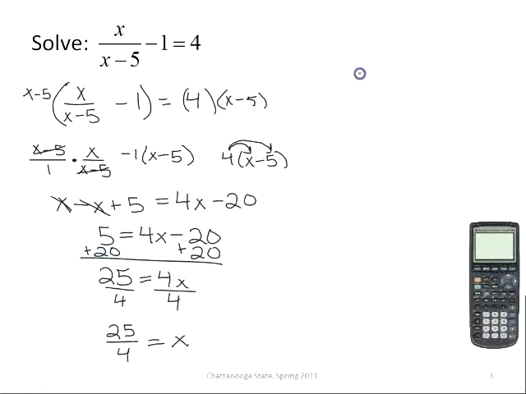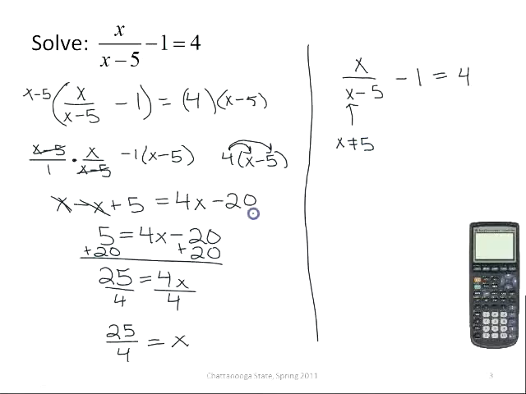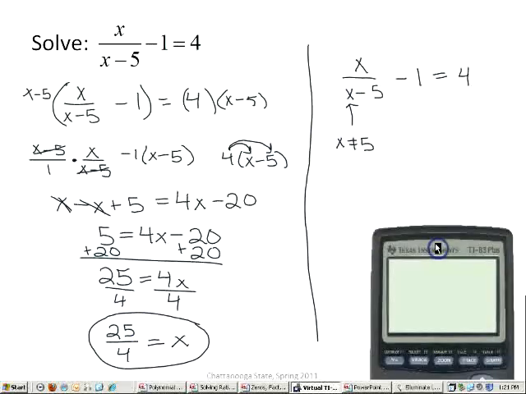Now, I have to check that solution to make sure that it won't make any of the denominators 0. Let's think of it this way. The only number that would make the denominator 0 would be a positive 5. So as long as I get an answer here that is not positive 5, it is okay. Now, I can check it by actually plugging the numbers in.